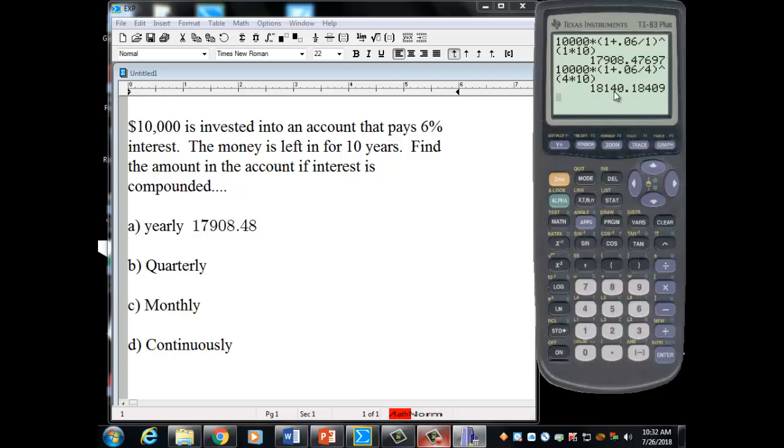Can we round up with money? You should go to the nearest penny. All right, 18,140.18. So, doing it 4 times over doing it once, you increase your interest by $200. Like when you get to a point where $200 don't matter to you, give it to me. You know what I'm saying?